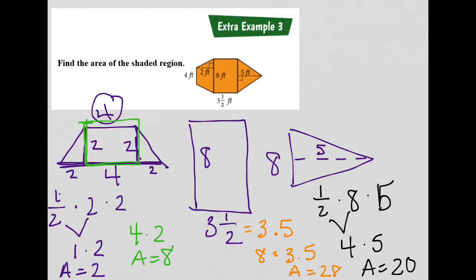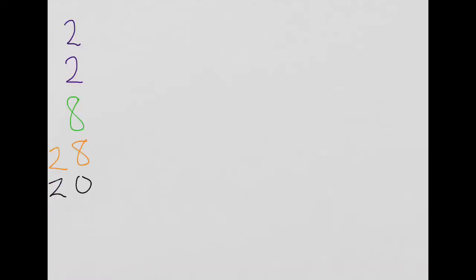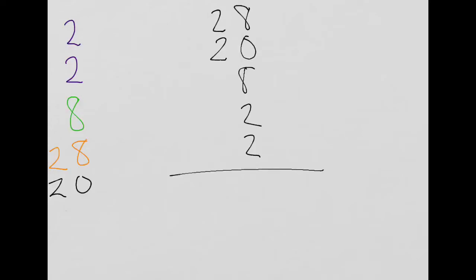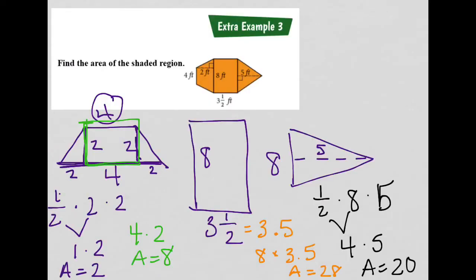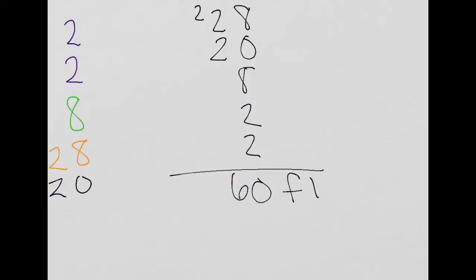So in order to find the area of the whole thing, I'm going to come to my next page, and all I have to do is now add everything up. I'm going to rewrite this so that everything is in the right place value. 8 and 8 is 16. 16 plus 4 is 20. 2, 4, 6. So you should have gotten a total of 60, don't forget your units, feet squared.